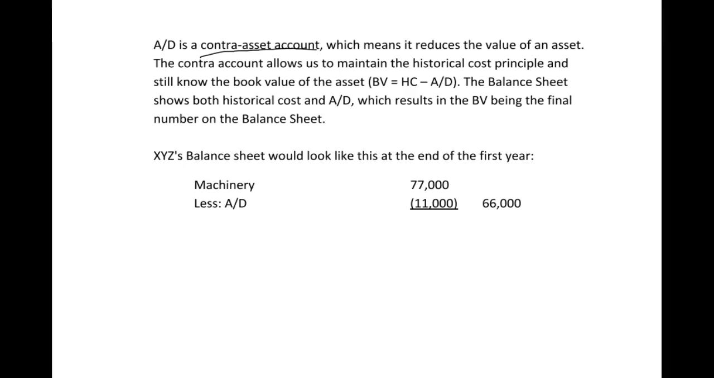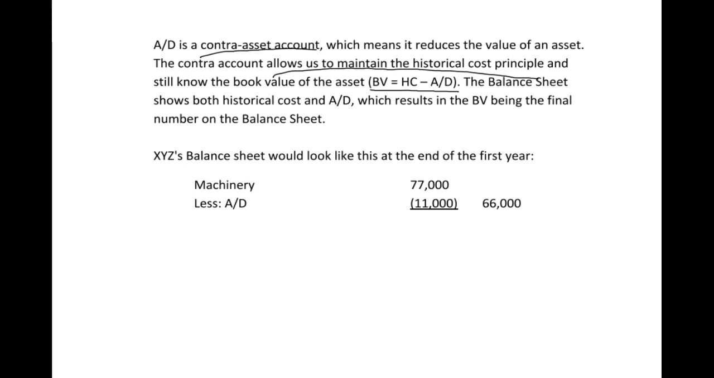Now notice on the previous page in that journal entry, accumulated depreciation was a credit balance. That makes sense because an asset is a debit balance, so a contra asset should be a credit balance. The importance of that is it allows us to maintain the historical cost principle. You might have talked about that in your early chapters in your textbook. Remember, we still are going to show the book value of the asset, but the book value is made up of our historical costs and our accumulated depreciation. So our balance sheet will show both.